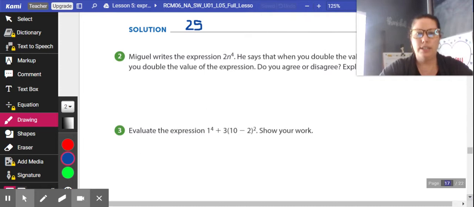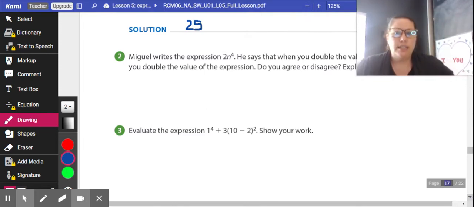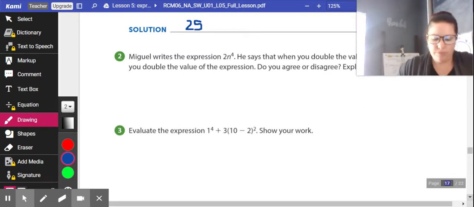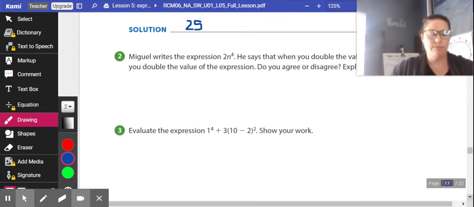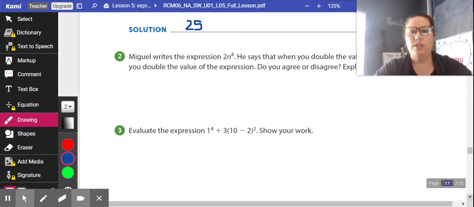Okay, Miguel writes the expression 2n to the 4th power. He says that when you double the value of the n, that you double the value of the expression. Do you agree or disagree? Okay, so he's saying when you double the value of n, you double the expression. So let's try that out. So we're going to do 2n to the 4th here.